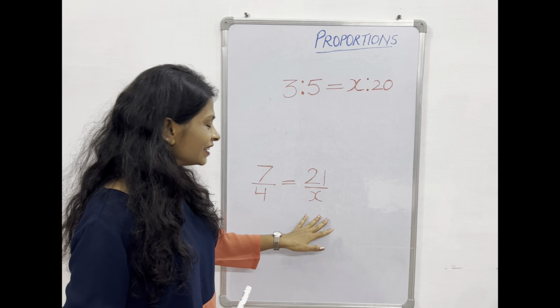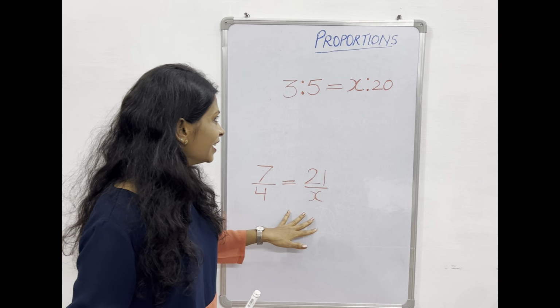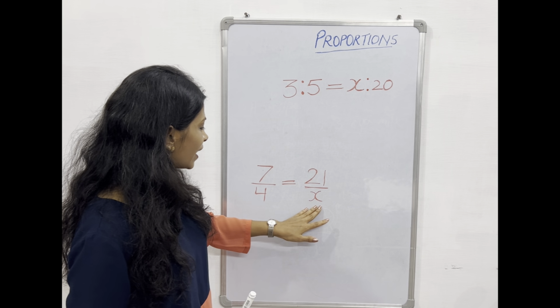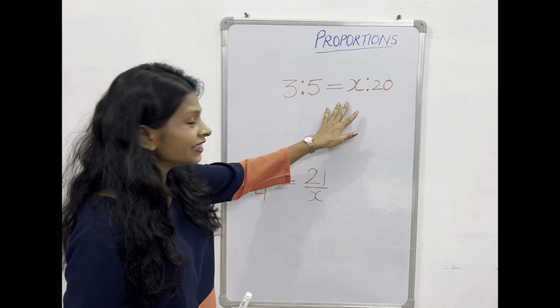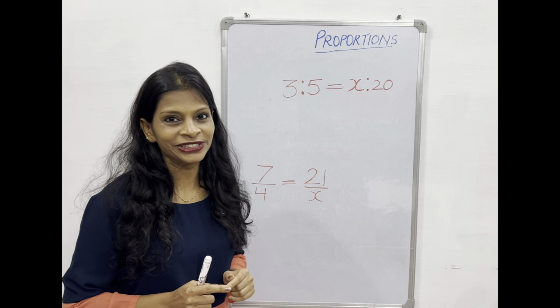Ratios of fractions may completely look different, but somehow they are equal. So how do we find the missing number x in the ratio or fractions here? And since they are equal, this concept is known as proportions, which we discussed in our previous video.